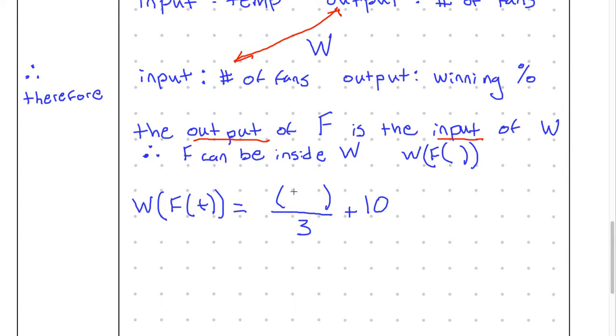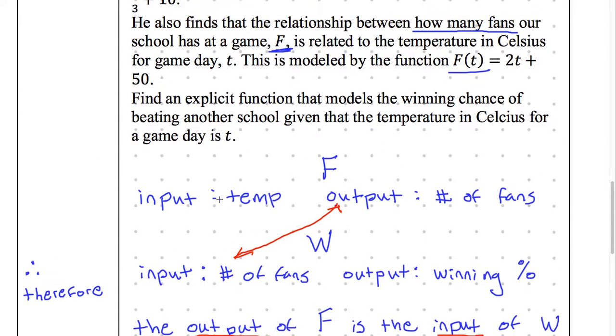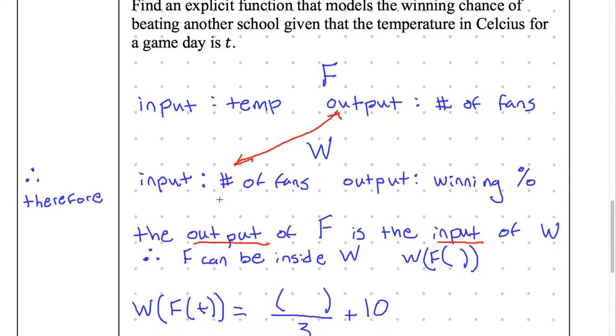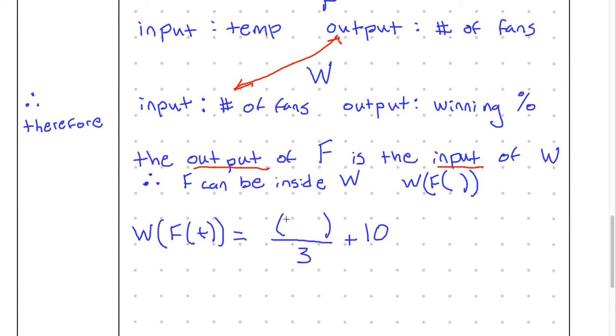And then inside where this X used to be, this F of T is going to be, and F of T again is at the top. F of T is 2T plus 50. So 2T plus 50, and I ran out of space here. 2T plus 50. That's your final answer.